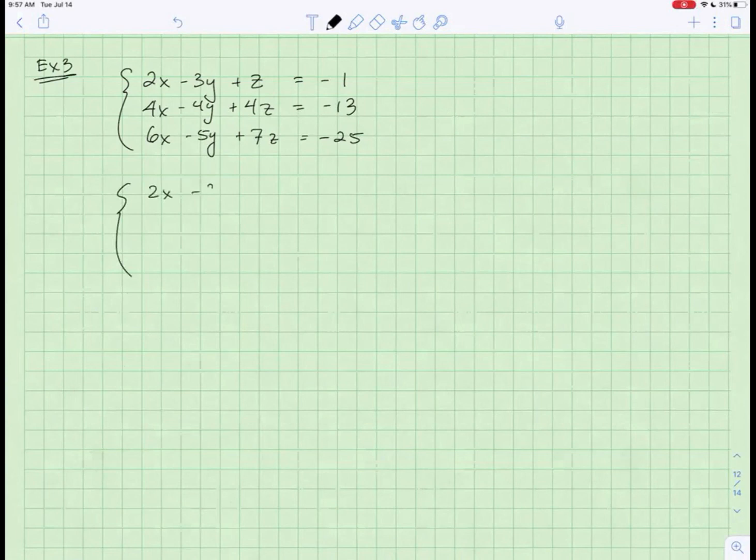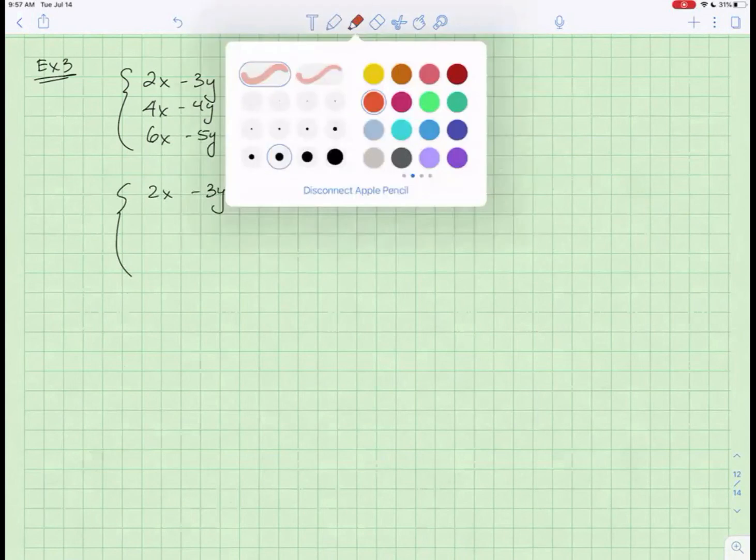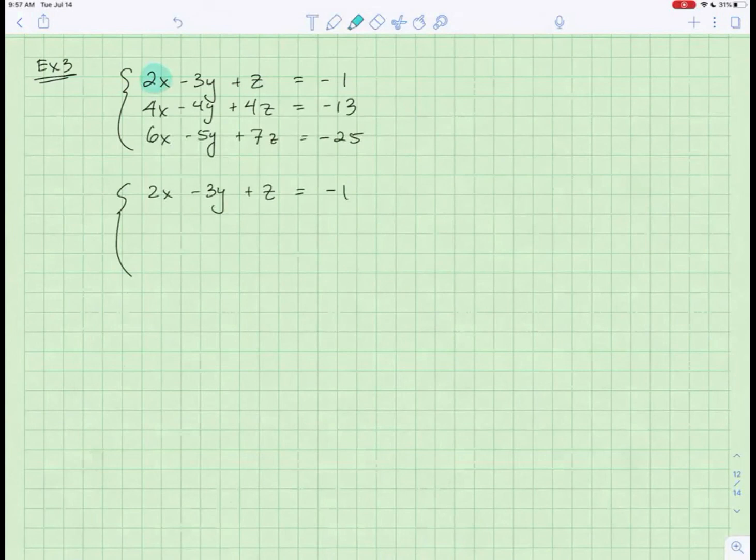This is 2x minus 3y plus z is equal to -1. I am going to identify 2x as being my first pivot position, and now I want to use that to eliminate the other positions below it. So my first row operation is going to be twice equation 1 minus equation 2, and that'll be my new equation 2. And then my second row operation will be 3 times equation 1 minus equation 3, and that'll be my new equation 3.